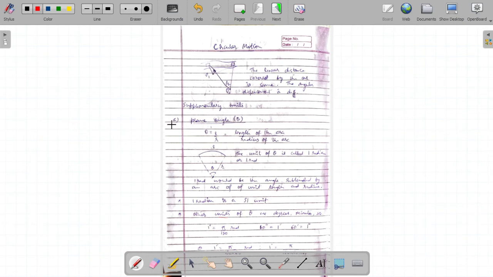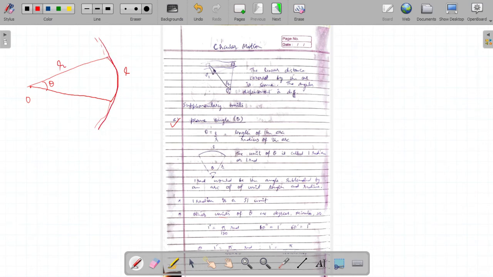So supplementary quantity number one is plane angle. Plane angle is defined by using a circular arc. And a circular arc is a line which is part of a bigger circle which we have drawn like this. And we define the plane angle as the ratio of the length of the arc, which is let's say L, and the radius of the circle of which the circular arc is part.